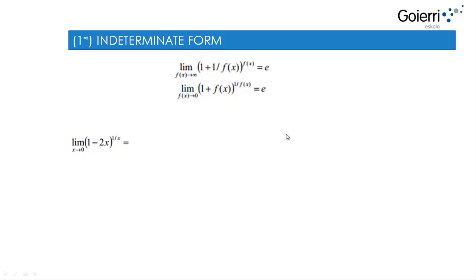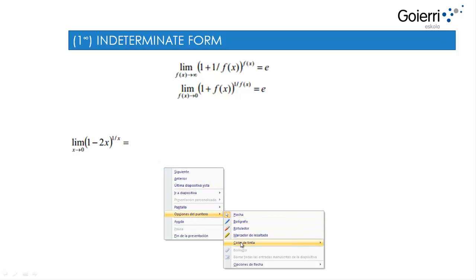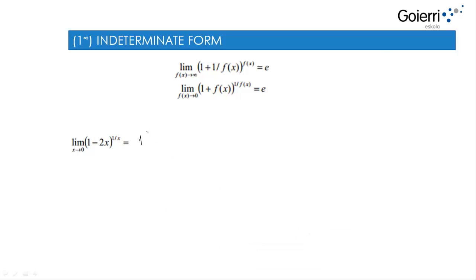This kind of indeterminate forms are a little bit different to the others. While the first step as usual is the same, you have to plug 0 into the function. So here this is 1 to the infinity power, right?